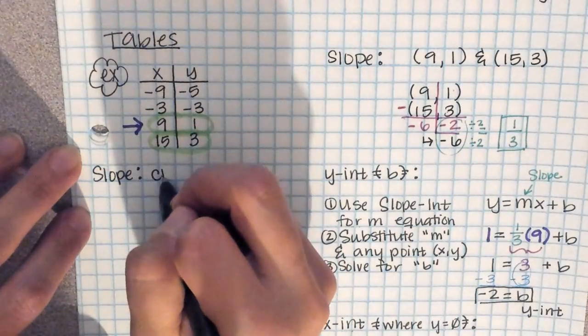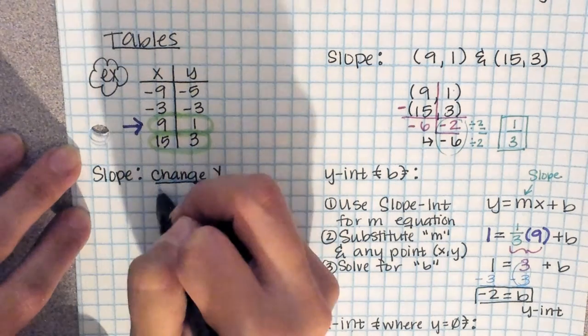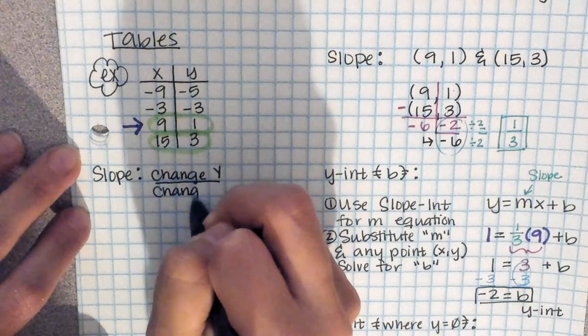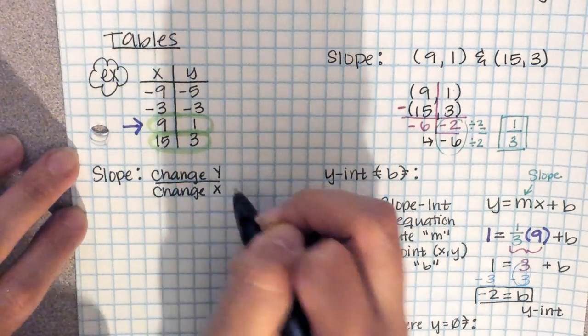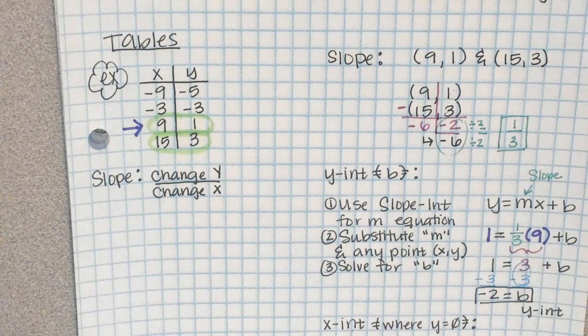My slope is the change in your y divided by the change in your x. Slope is your change in y divided by the change in your x.